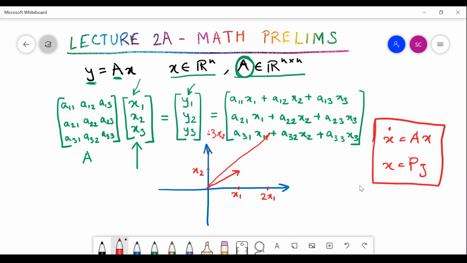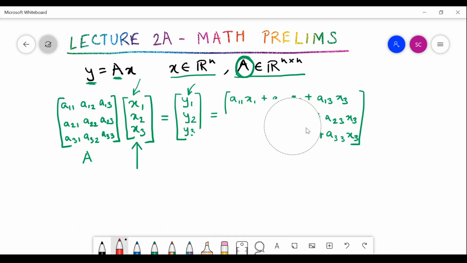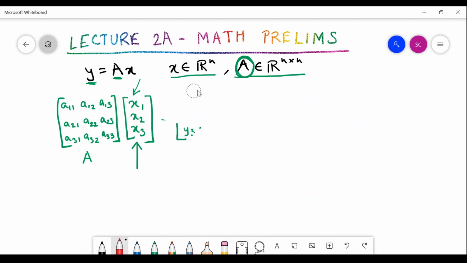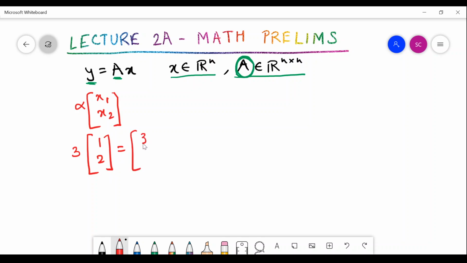So that scaling idea, let us simply understand the scaling actually. So when we have a scalar scaling a vector, not a matrix, okay, simply a scalar scaling a vector. So I have some alpha times x1, x2. So maybe this alpha is 3 and my initial position is 1, 2. So what I get is basically 3, 6.